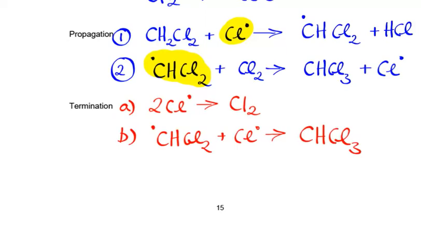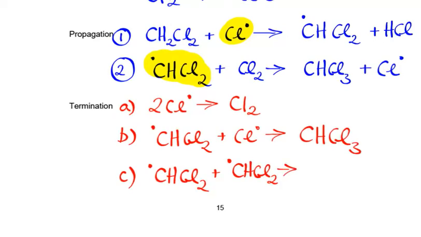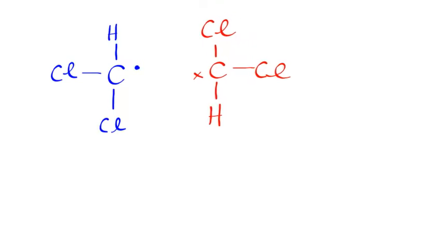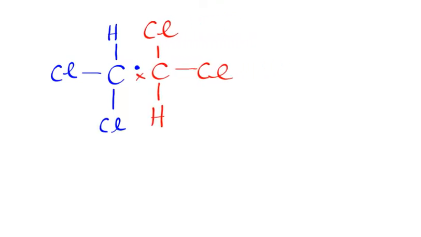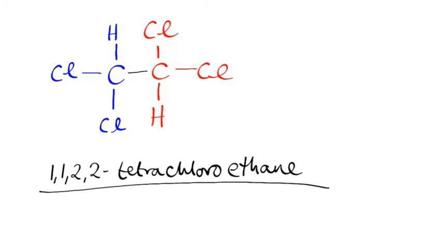trichloromethane, or it might have been two of the CHCl2 radicals which would happen like so, making this molecule. See if you can name it. Well done if you're able to get 1,1,2,2-tetrachloroethane.